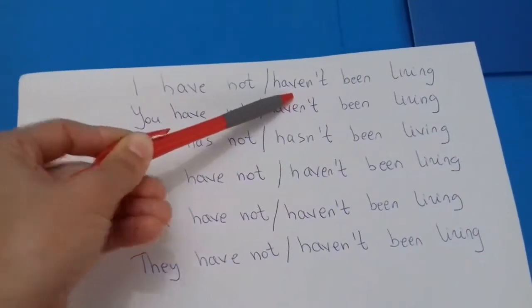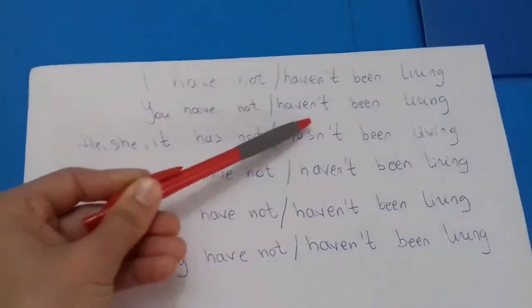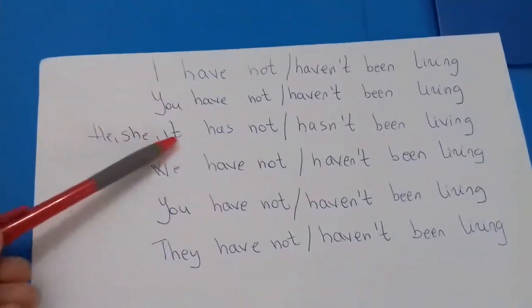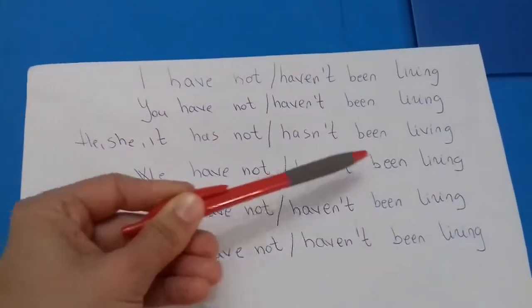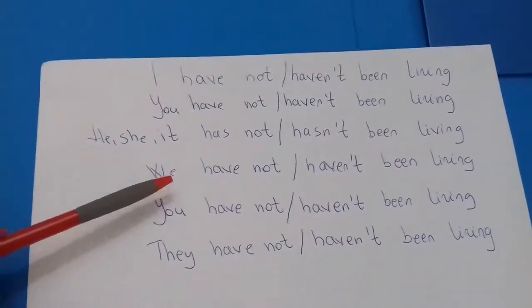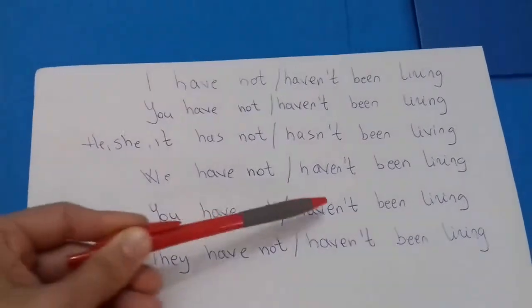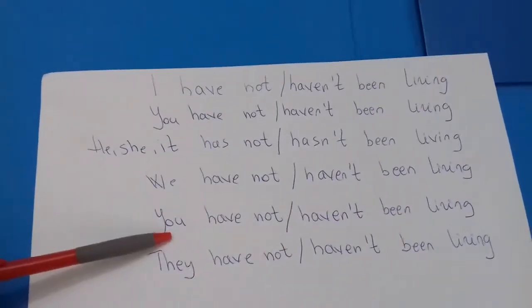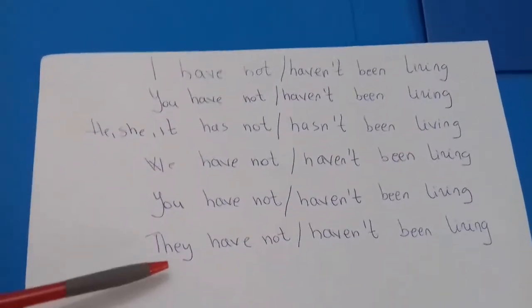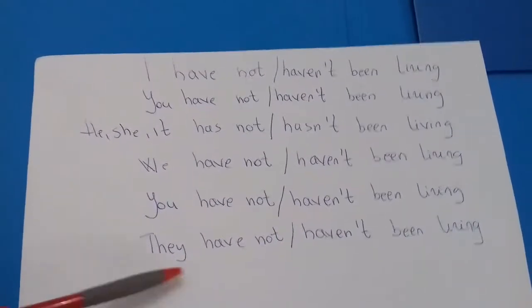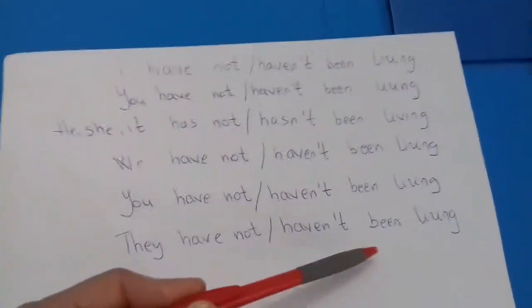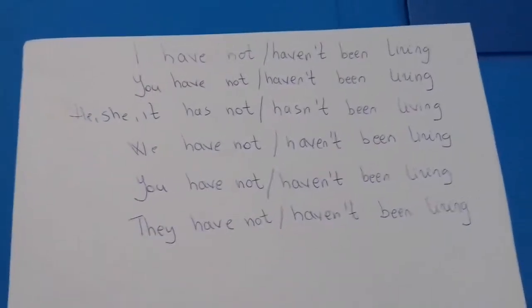So I haven't been living, you have not or haven't been living, he, she, it has not or hasn't been living. And for the first person in plural, we have not or haven't been living, you have not or haven't been living. And for the third person in plural, they have not or haven't been living.